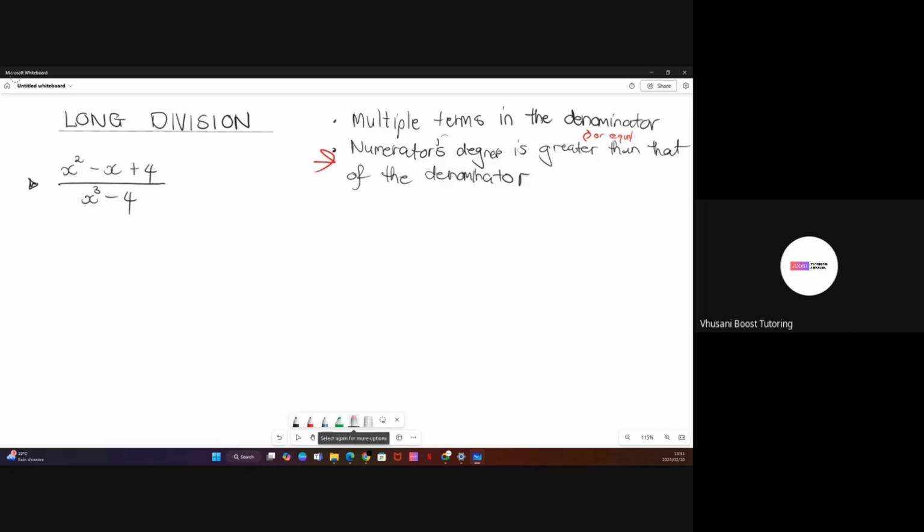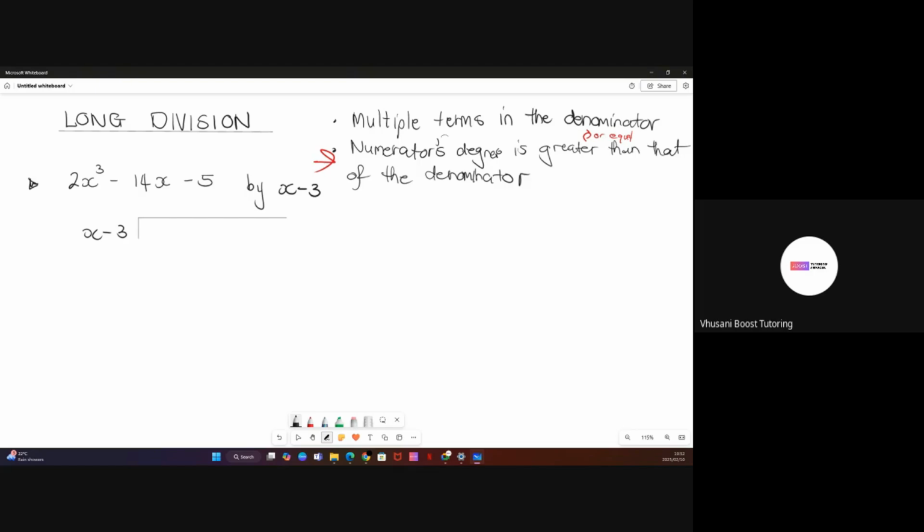Okay. So let's do an example. Let's say 2x to the power of 3 minus 14x minus 5, and we are dividing this by x minus 3. Of course, you guys are familiar with this funny symbol that we use when we do long division. And where do we place the stuff? We place the x minus 3 on the outside.